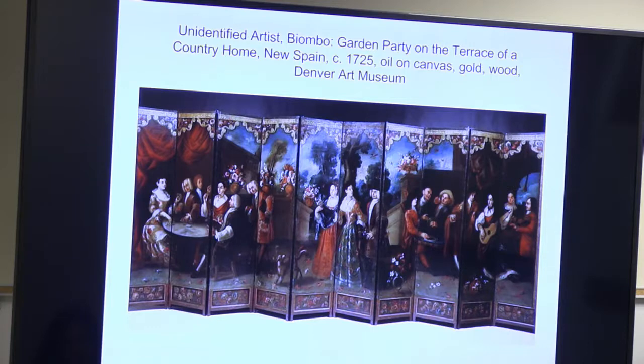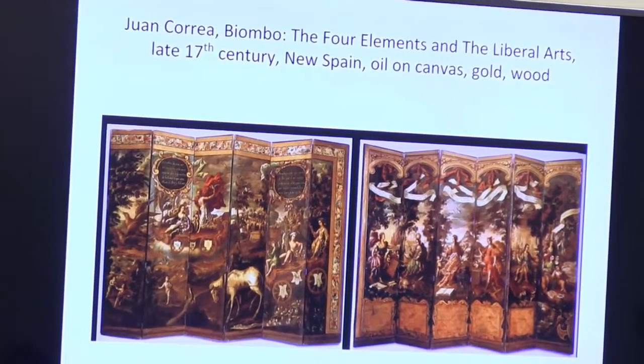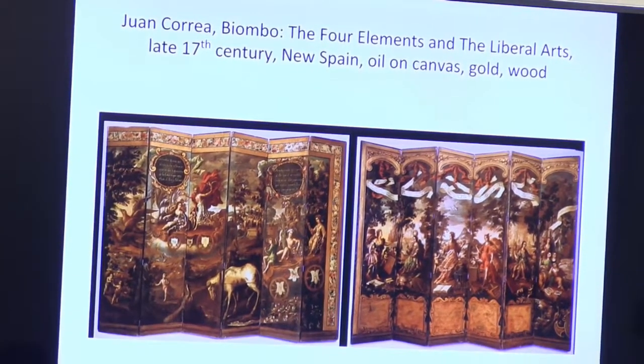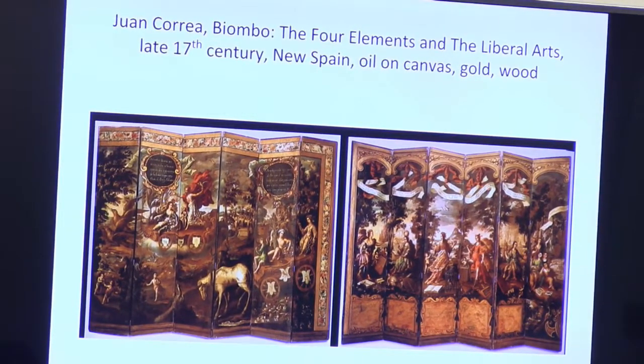This is more typical of what biombos look like. And here's one that I love. It's one of my favorites by the artist Juan Correa. He's one of the superstars in Mexico City from the late 17th century. And one side, it seems very academic. It's very scholarly. One side depicts the four elements, and the other side depicts the liberal arts. And these are allegorical images. And like the four elements, air, earth, fire, water, they're depicted almost in a classical vocabulary, like nymphs or gods on carriages. Okay, clearly based on a European visual language that is introduced into New Spain.